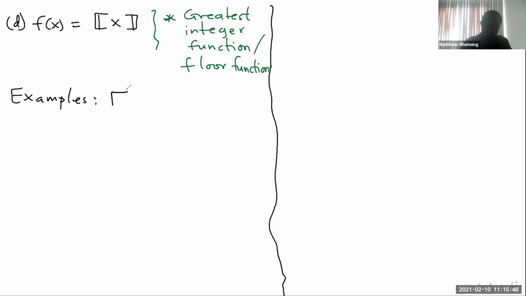So suppose you're asked to find the greatest integer for, say, 2.6. Then the greatest integer less than or equal to 2.6 is 2. So that's why we have it as a floor function. You don't round up, you just take the floor value, right? The floor integer value. So 2.6 is going to be 2.